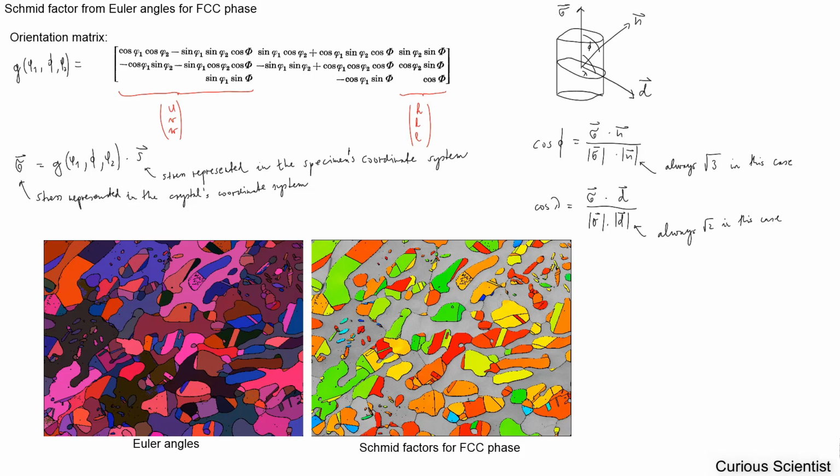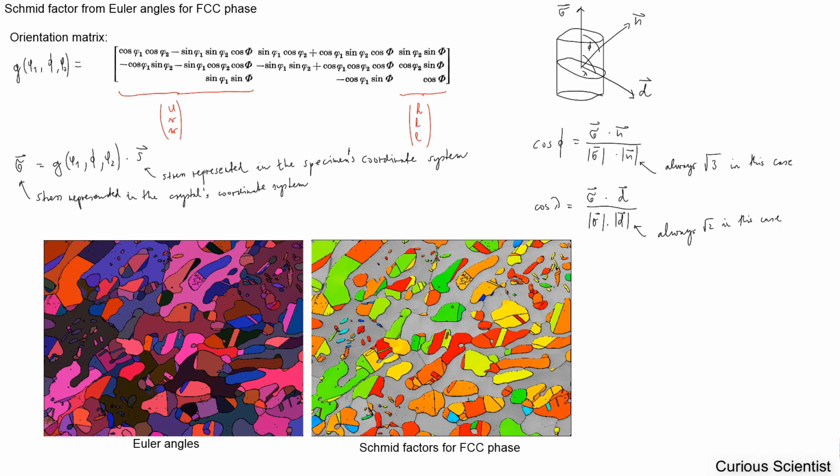Welcome everyone. In this video I'm going to show you how to get the Schmidt factors for an FCC phase using the Euler angles. In my previous video I already showed you what we can do with the Euler angles, how we can represent different orientations using them, and how we can switch between different coordinate systems. Because the Euler angles are basically used for describing the rotations between two coordinate systems.